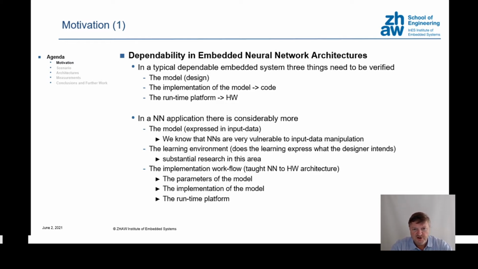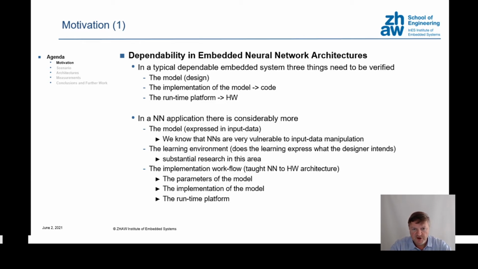In a neural network application, there are considerably more steps in the workflow required to achieve a runnable model. We have to design a model as such, which is expressed both in the neural network architecture and in the input data that we intend to train it with. We know, for instance, that neural networks are very vulnerable to input data manipulation. We also know that the designer will tend to specify a neural network architecture, a number of neurons, layers, connectivity between those layers, and that the designer will also tend to reflect his internal biases in the choice of input data. So the integrity of the model as such is questionable.